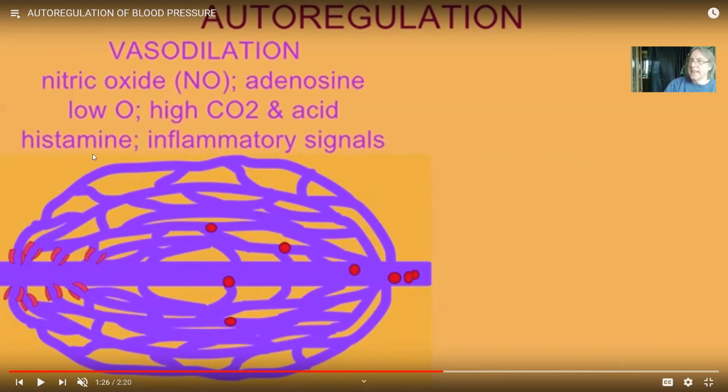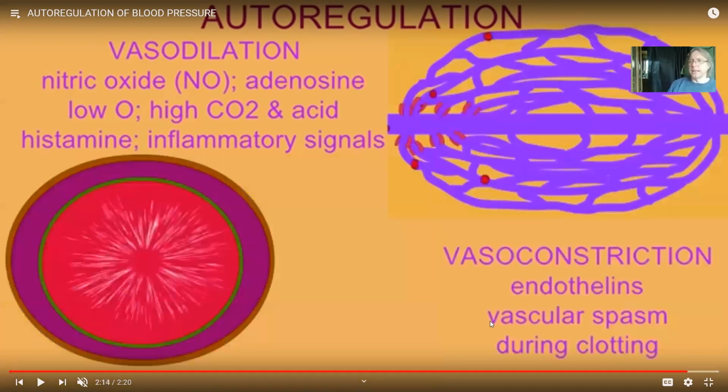Inflammatory signals, histamine, all right, can direct more blood to, say, a tissue which is injured. So if you injure a part of your body, it might get swollen and red because the inflammatory signals and histamine are bringing more blood there for white blood cells, for repair, because they're causing vasodilation. So these are locally acting factors which can cause vasodilation through autoregulation.